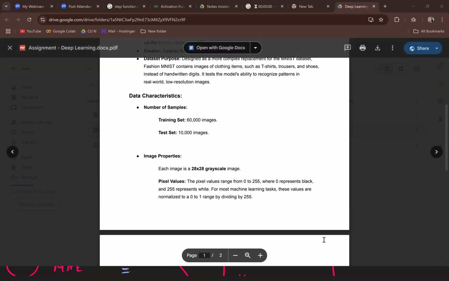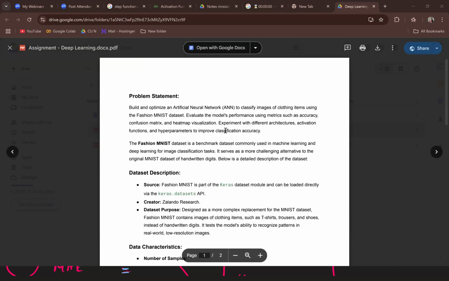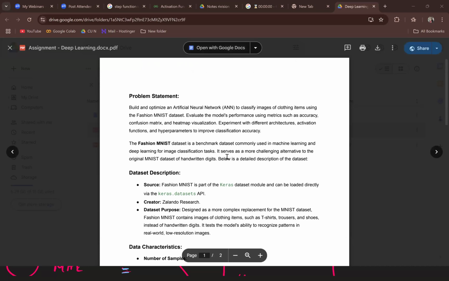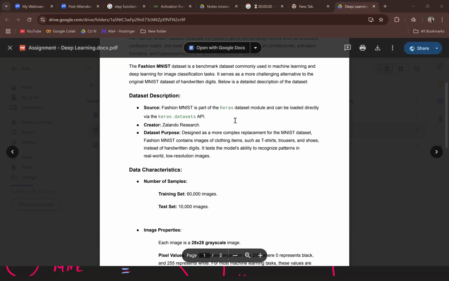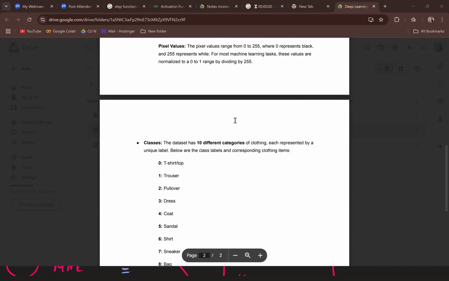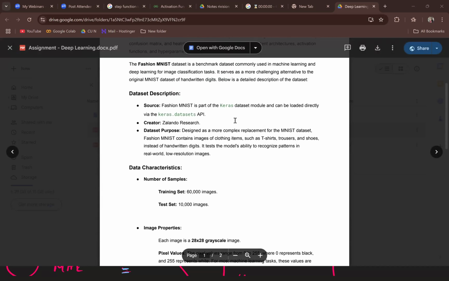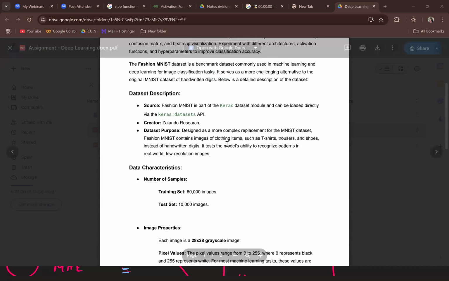What is the name of the data set again? The one you are doing now, which one? Yeah, the one for the fashion MNIST. Yeah, Fashion MNIST. I'm just pulling it up right now.